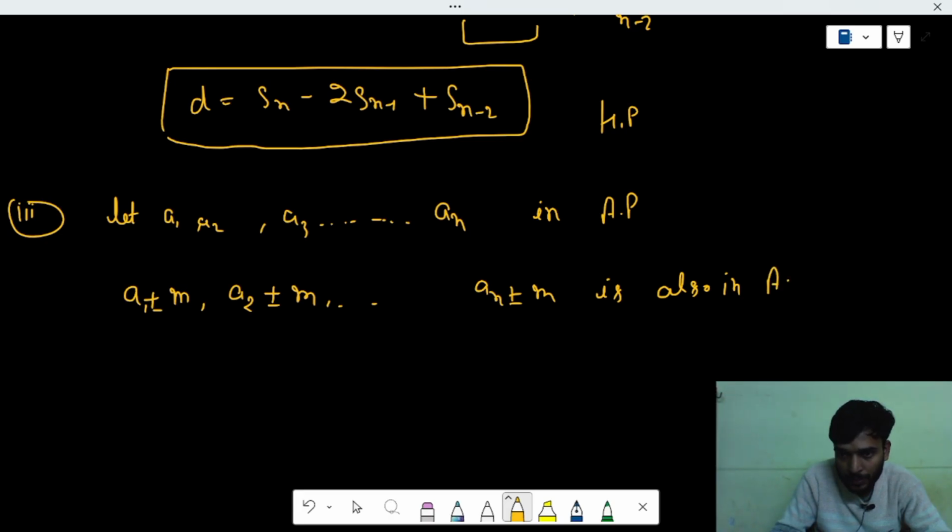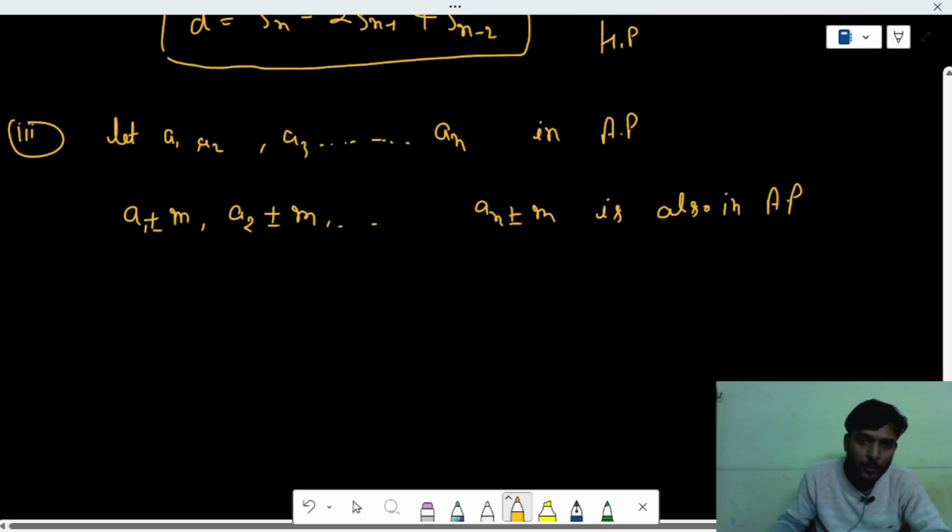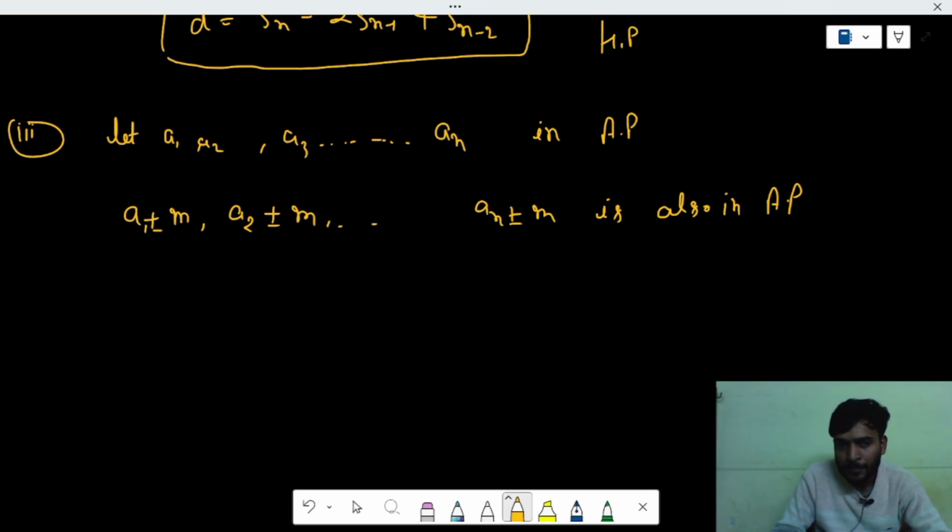So it is still in AP. And if we multiply by some constant number, it is also in AP. For example, m A1, m A2, and so on, m An is also in AP.